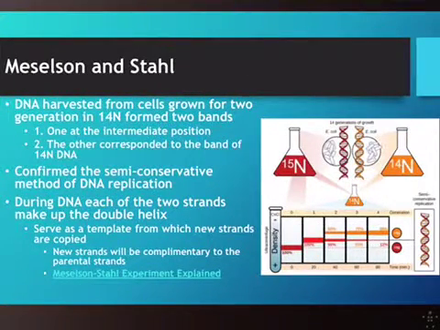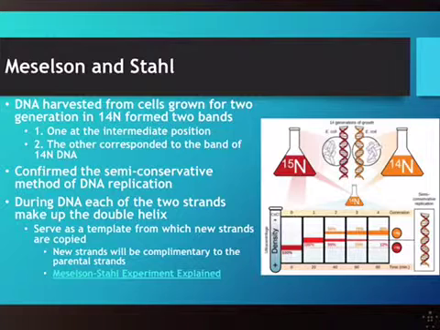So DNA harvested from cells grown for 2 generations in N14 formed 2 different bands, one at the intermediate position and one that corresponded to the band of N14. So that led them to believe that one strand of the DNA was completely composed of N14 DNA, and that the one at that intermediate position had a combination of both N14 components and N15 components to it. This confirmed the semi-conservative method of DNA replication.